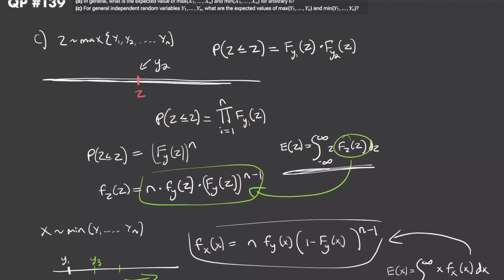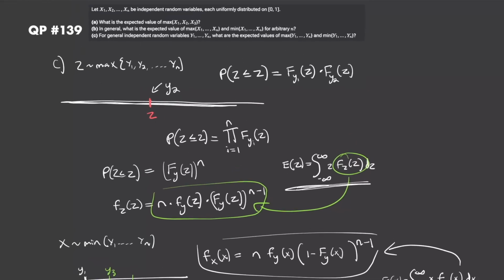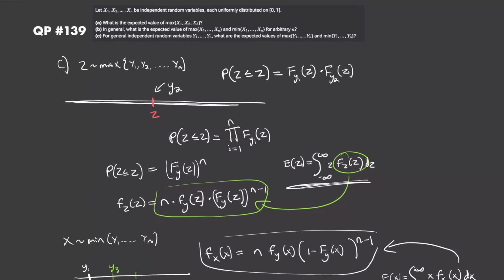So yeah, this right here is basically most of what you need to know about order statistics, right? We did a lot of stuff in this one problem. It had 3 different parts. It's pretty long, but basically you got the idea.